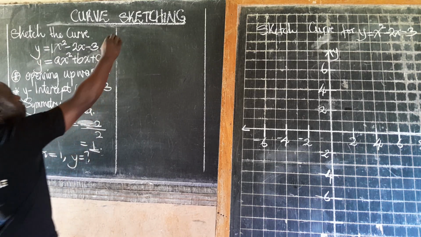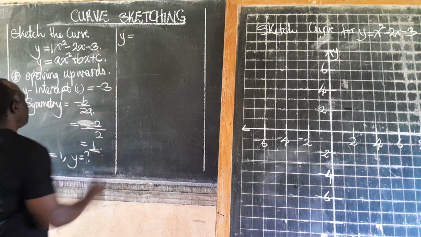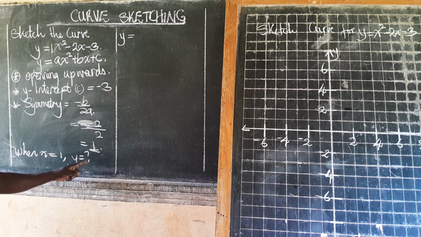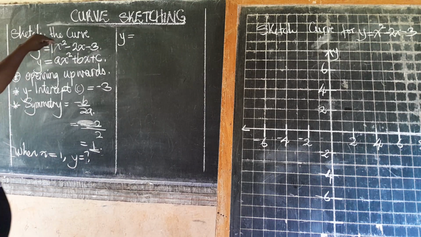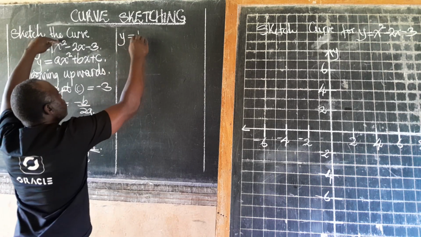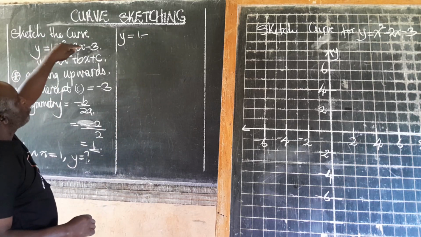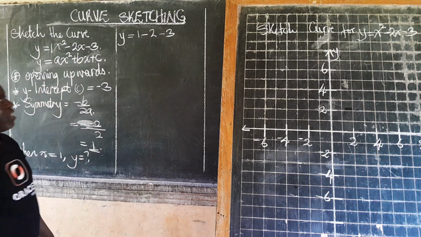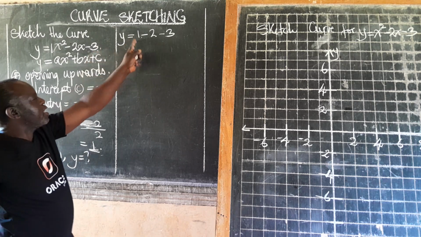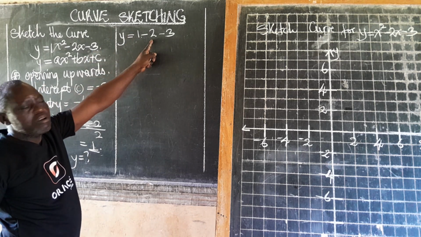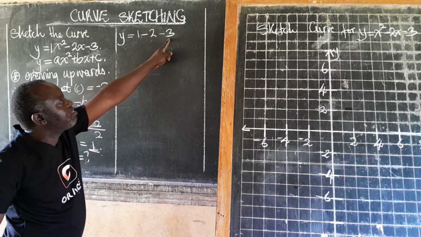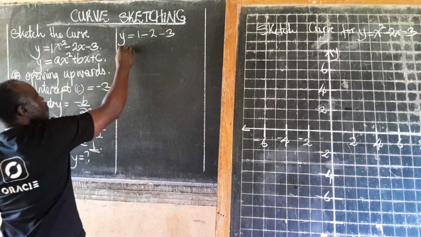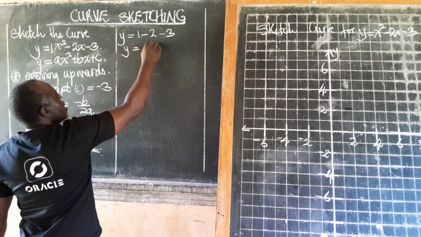And we say that our y is going to be, where there is x, we are going to put 1. Therefore, 1 squared, we get 1. Minus 2 times 1, we get 2. Minus 3. Now what do we have? We have 1 minus 2, we have minus 1. Then minus 1 minus 3, we have minus 4. Therefore, y equals minus 4.